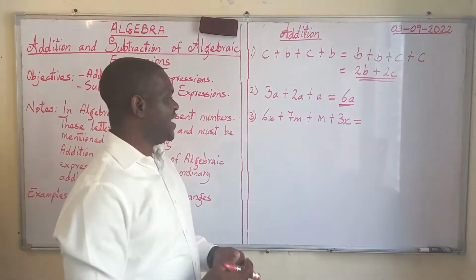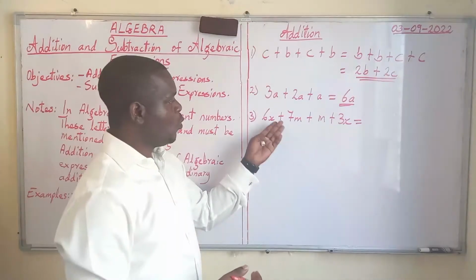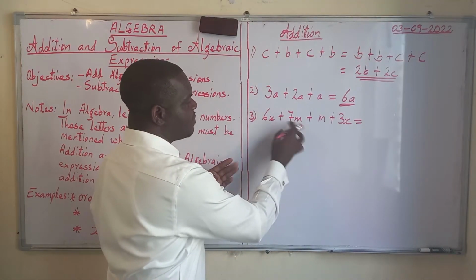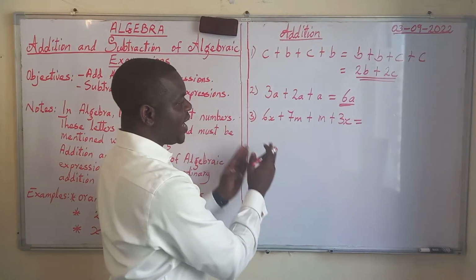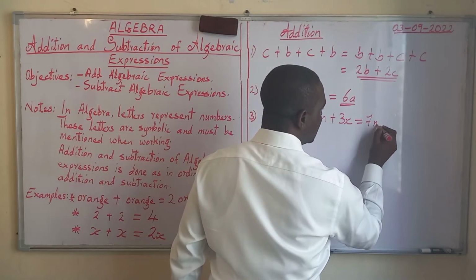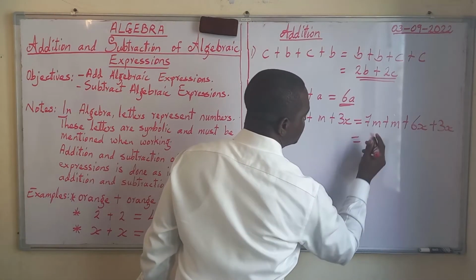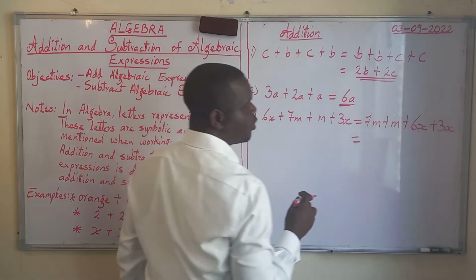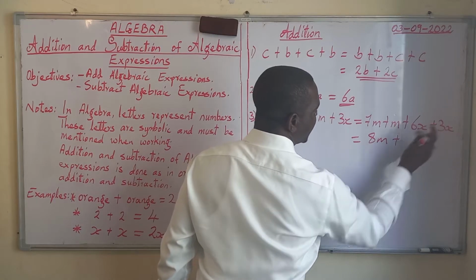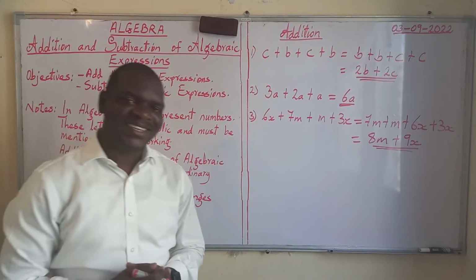Our third example says 6x plus 7m plus m plus 3x. What we do is to rearrange, making sure all the m's come together while the x's come together. So we can start with m, that is 7m plus m plus 6x plus 3x. This means 7 mangoes plus a mango. 7m plus m will give us 8m, plus 6x plus 3x will give us 9x. And that is our answer as far as this is concerned.